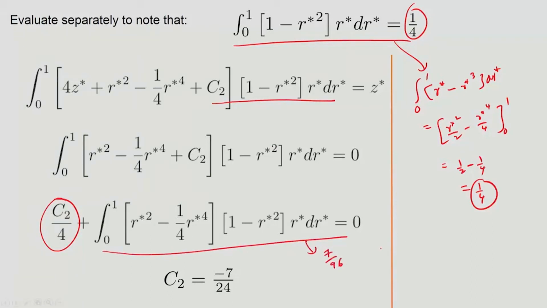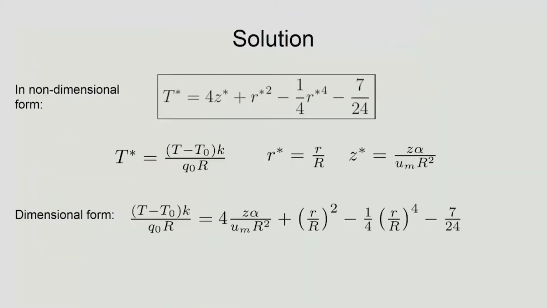Okay. Now, this is evaluated in a similar way as I have written here. So, it is just integration from 0 to 1. It is quite straightforward, only polynomial integration. So, this basically gives you that C2 is minus 7 by 24. Okay. So, once we have got the value of C2 thanks to the boundary condition, we can substitute it in the solution and then give the solution here in the form of T star. The solution is 4z star plus r star square minus r star fourth by 4 minus 7 by 24, and then when we substitute these things in, you can actually see how the solution would look in the dimensional form.